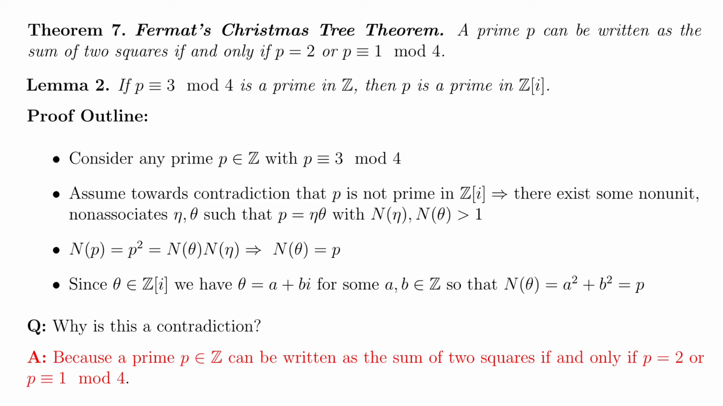This is a contradiction because Fermat's Christmas tree theorem states that a prime in the integers can only be written as the sum of 2 squares if it's equal to 2 or if it's congruent to 1 modulo 4. And our p is neither of these things since it's congruent to 3 modulo 4. Thus, our supposition that p is composite in the Gaussian integers is false, and so p must be prime.